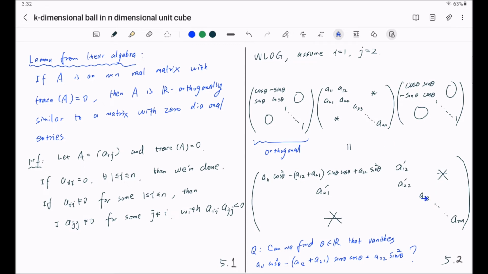But we know those n-2 entries are the same as the original matrix. So if they are 0 or non-zero, the same will happen for those entries. And we also know that our assumption a22 is always non-zero. So no matter whether a22 prime is 0 or not, this matrix always has one more 0 entry on its diagonal than the original. So this conjugation does create one more 0 entry on its diagonal.